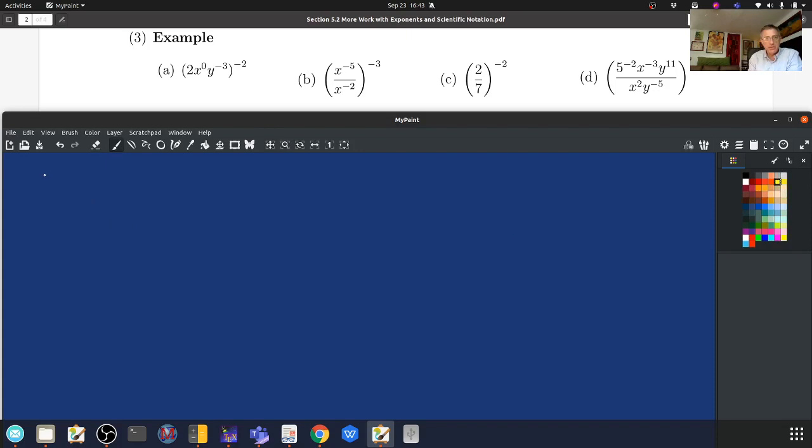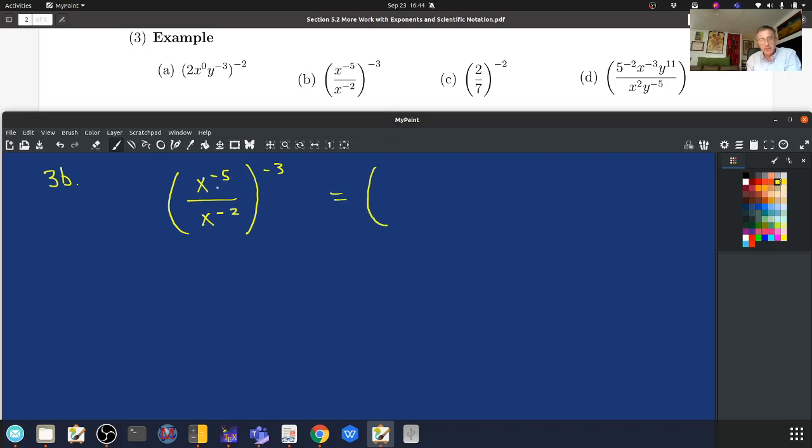And so let's do 3b. So here I have x to the minus 5 over x to the minus 2, raised to the minus 3. To be quite honest with you, the PEMDAS rule is kind of loose here. There isn't any real thing that we can do to simplify. Well, there is, of course.